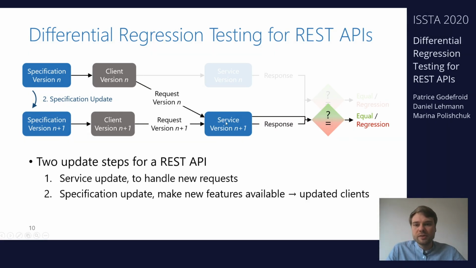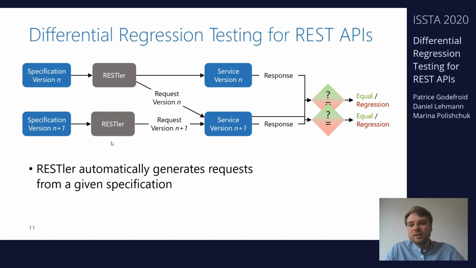Now, finally, to make this process automated, we cannot really wait for third-party developers to write those clients against a new specification version. But what we can do is use the automated testing approach as implemented in RESTler, for example. That takes in a specification of a REST API and then generates requests matching that specification. And then we can direct those requests either to the old service version or the new service version. And with that, this process is automated, and we only need as input a specification of a certain version and a service of a certain version.